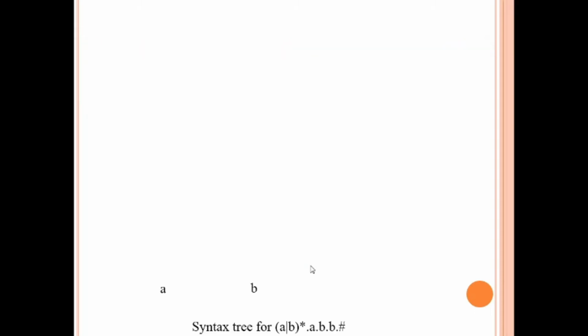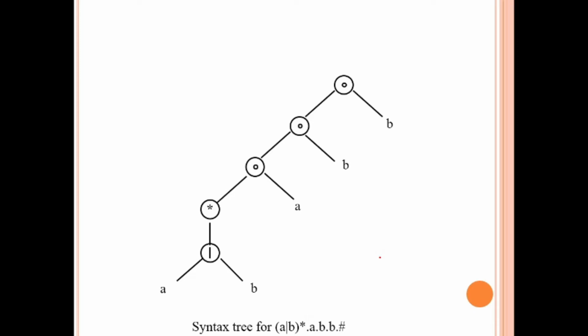For this, now we need to construct the syntax tree. You can see there are symbols like A or B in the augmented regular expression, so we'll begin with these symbols. We have symbols A and B, and let's combine them together with the help of the OR operation. So it gives us something like this. Then we need to apply the star operation on this expression, which gives us this. Then we'll apply concatenation with A, then concatenation with B, then concatenation with B, and finally concatenation with the hash symbol. So the complete syntax tree is something like this.